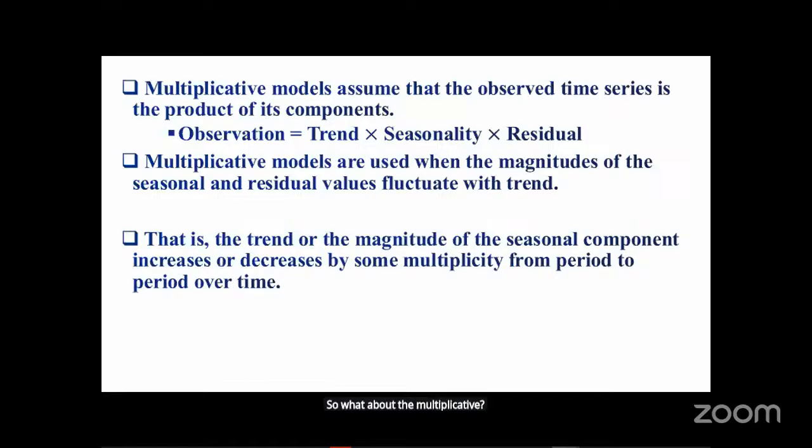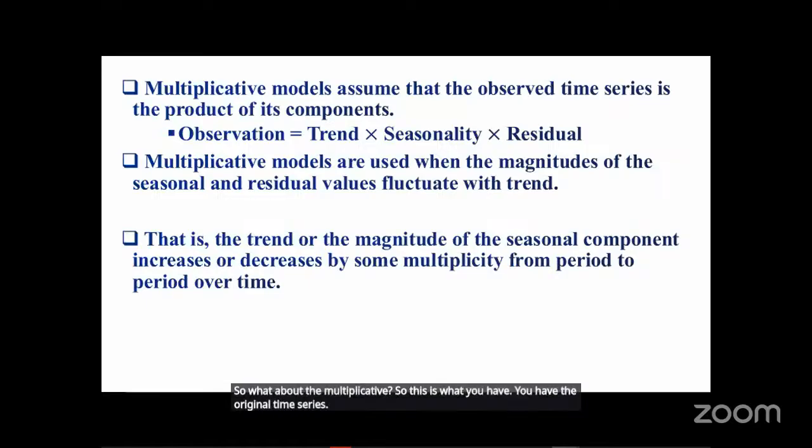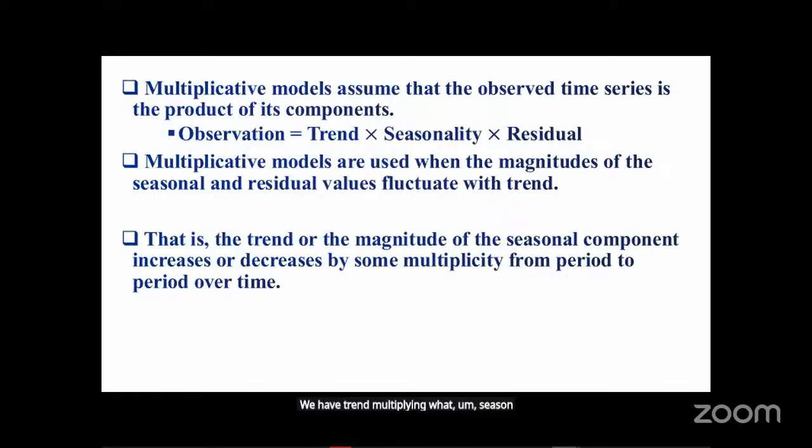So what about the multiplicative? This is what we have. You have the original time series, we have trend multiplying seasonality multiplying the residual. So the multiplicative model assumes that the observed time series is the product of its components. Behind every one of these models, there are underlying assumptions. Multiplicative models are used when the magnitude of the seasonal and the residual values fluctuates with trend. That is, the magnitude of the seasonal component increases or decreases by some multiple from period to period over time.